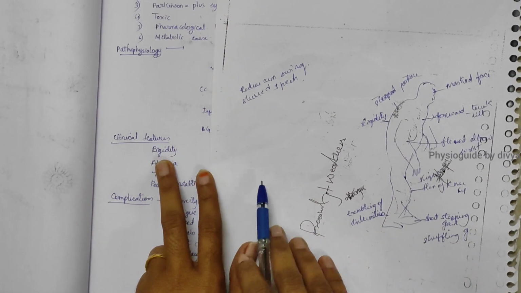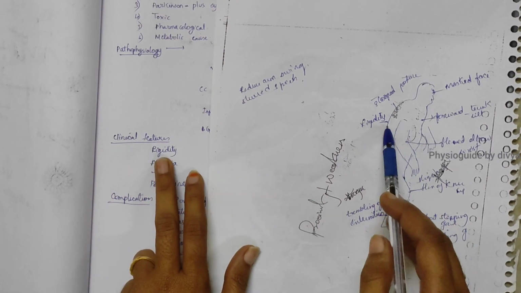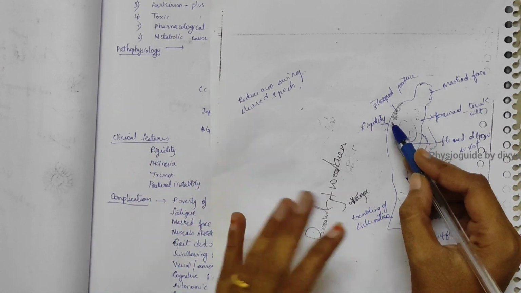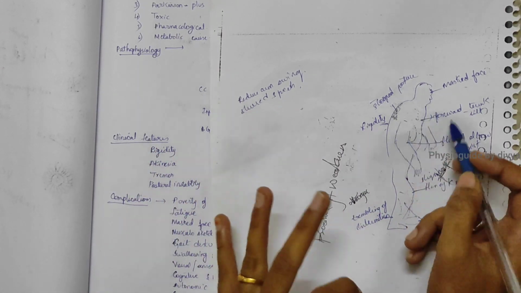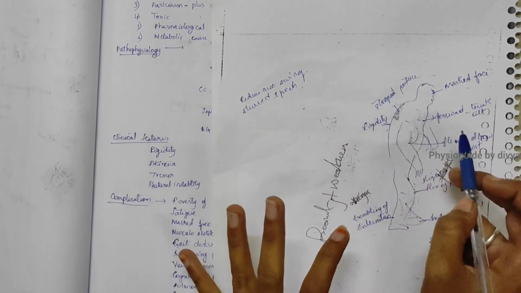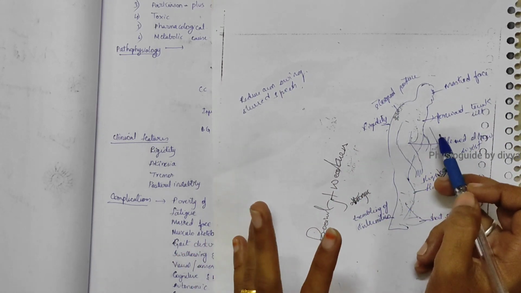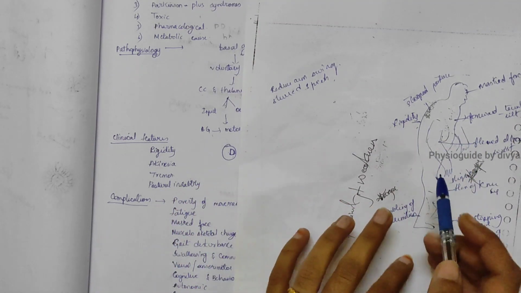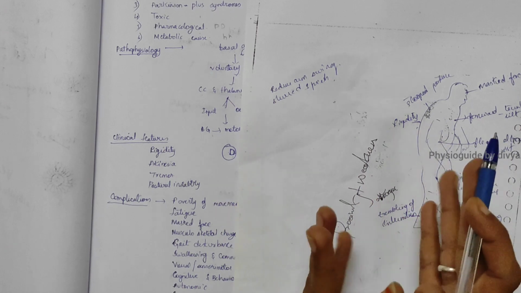What are the symptoms seen in these patients? First one, rigidity. Rigidity means the patient complains of heaviness and stiffness of their limbs. This is felt uniformly in muscles, on both sides of the joints, in both directions. Rigidity is of two types: cogwheel and lead pipe rigidity.